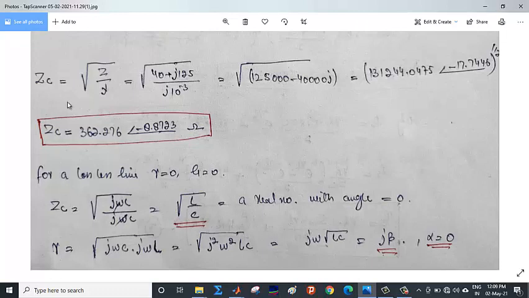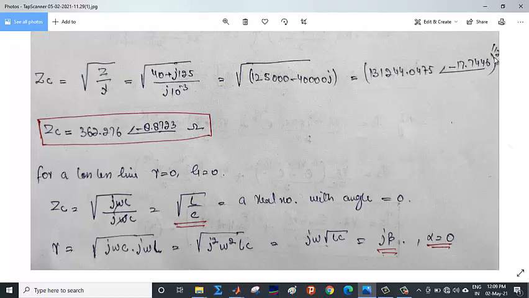Now again, let us calculate ZC. ZC is equal to the root of Z by Y, where Z is equal to 40 plus j 125, divided by j 10 to the power minus 3. Using it in polar form, it will be equal to this term raised to power 1 by 2. So in this case again, I will take the square root of this magnitude, which will be equal to 362.272, and I will be multiplying this power with the angle.